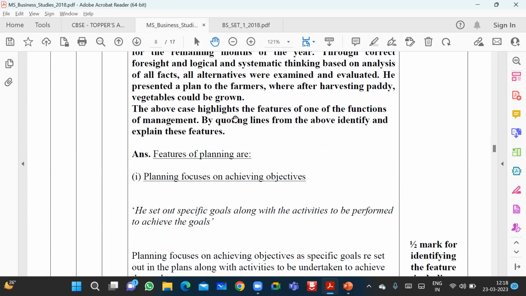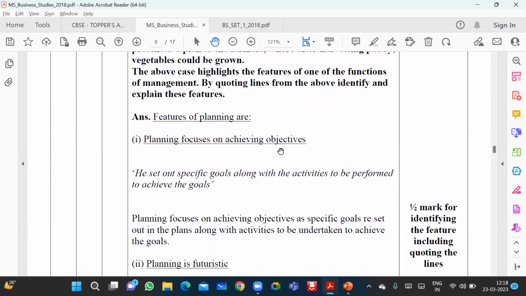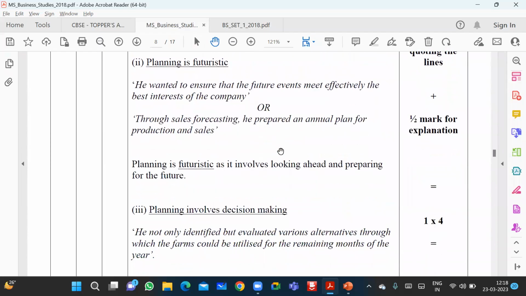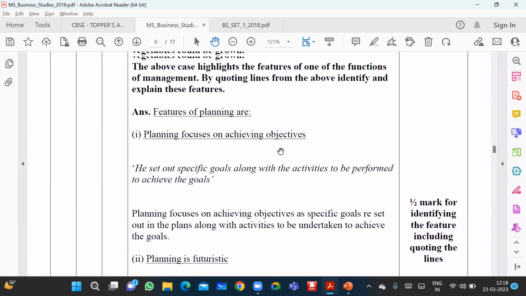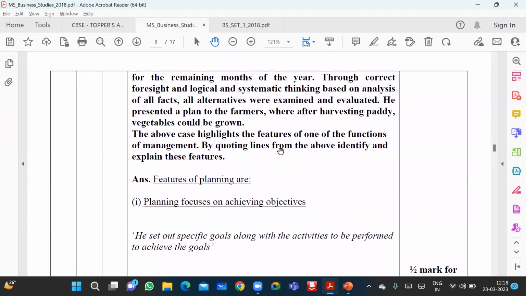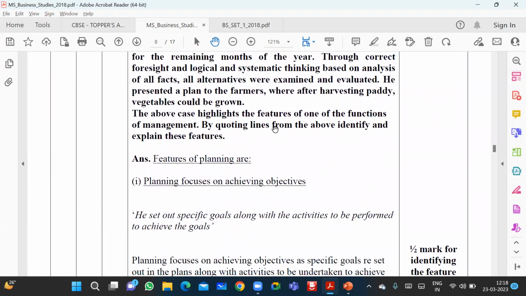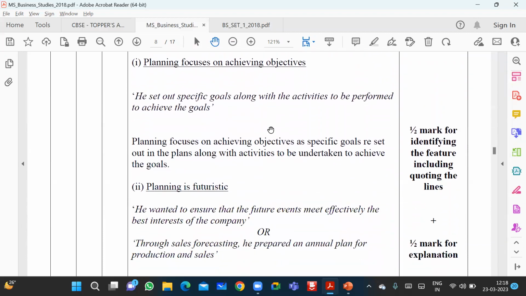So first you have to identify one of the functions of management. So we know we have the 5 functions. After you read the question, you will find the function is planning. And then you have to write the features of planning. And let's see how many marks this question is meant for. This is 4 marks. It means 1 mark will be for writing the head by quoting the lines. So here basically you have to write 4 features.